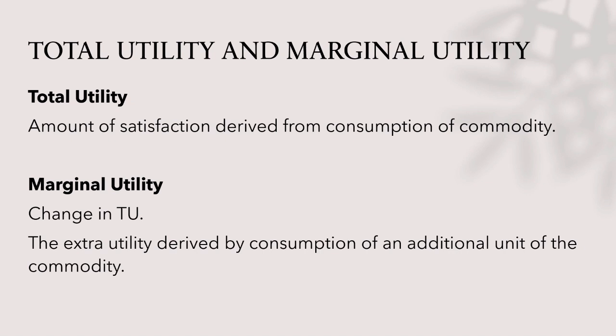Marginal utility is the change in total utility. As more and more of a commodity is consumed, total utility will increase at a diminishing rate. Marginal utility can also be said as the extra utility derived by buying or consuming an additional unit of the commodity. Let's explain this with a table.